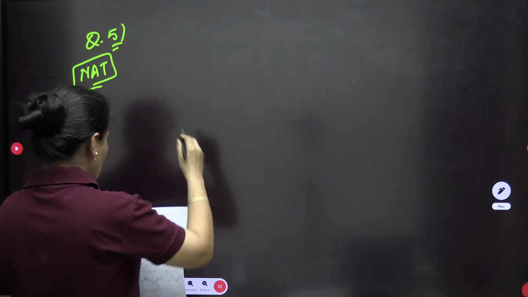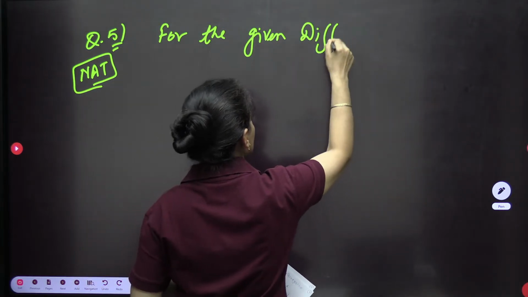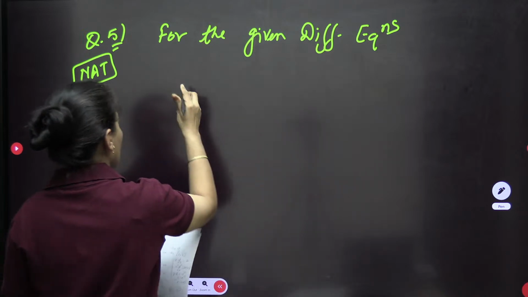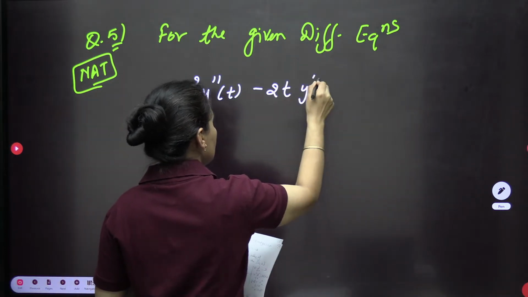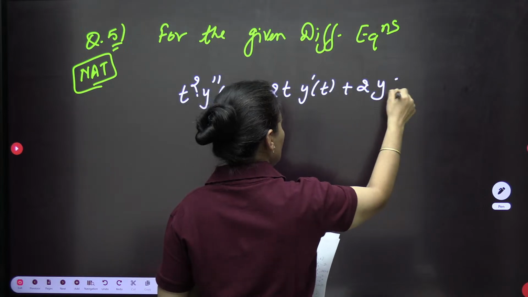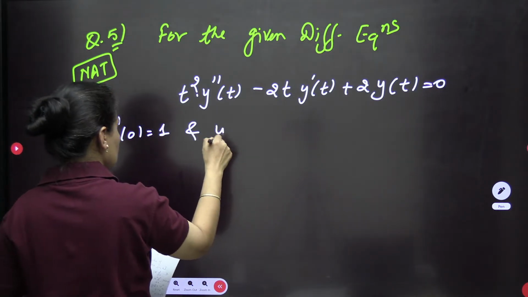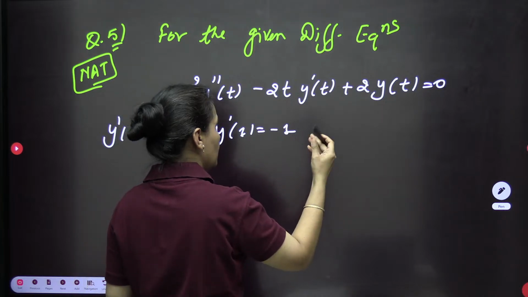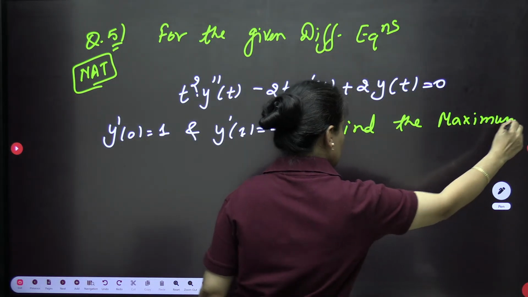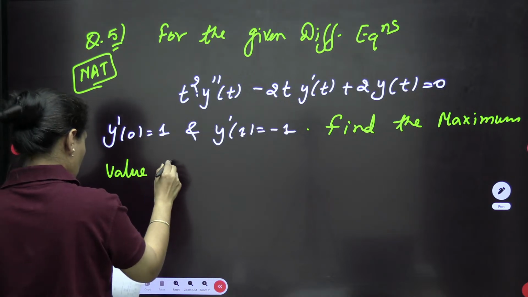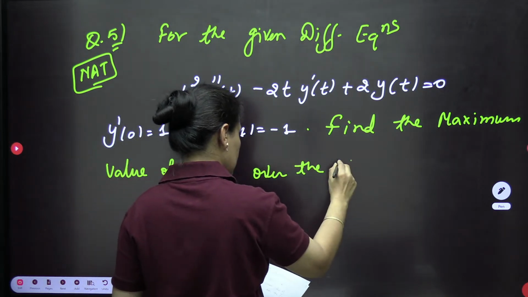This question is talking about the following. For the given differential equation t square y double dash t minus 2t y dash t plus 2 y t equals 0, with the initial conditions y dash 0 equals 1 and y dash 1 equals minus 1, find the maximum value of y t over the interval 0 to 1.